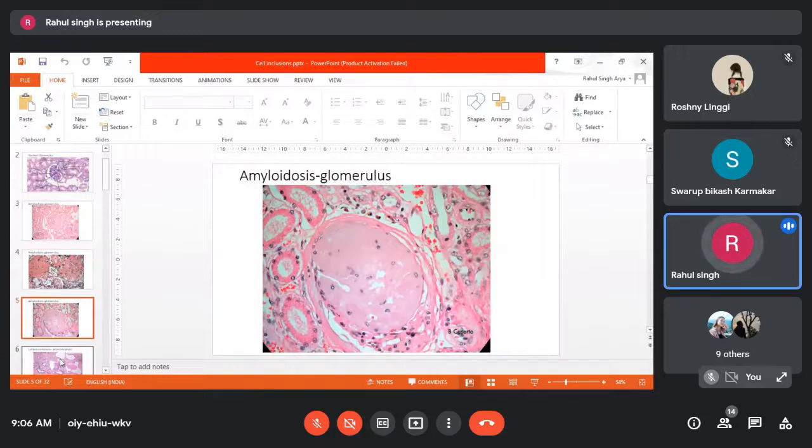Now this glomerulus is also showing very large amyloid deposits, and you can also observe fibrosis of Bowman's capsule. It has thickened, and it has collagen fibers present in it. This is the part which is showing early depositions, and here the deposits have formed to the advanced stages.